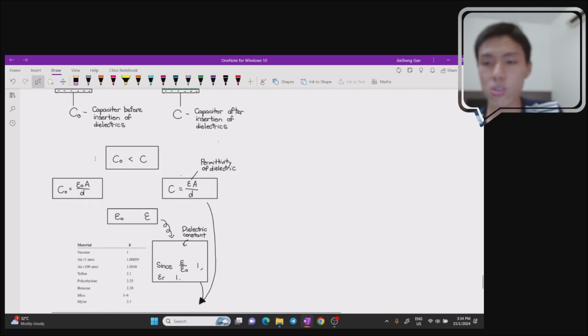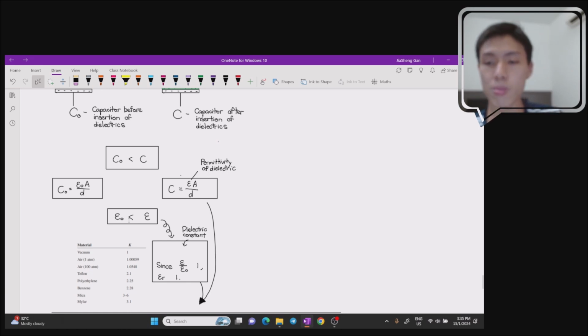Okay, so use these three pieces of information here. C0 is equal to epsilon naught A over D. C is equal to epsilon A over D. And C0 must be smaller than C. So if C0 is smaller, then epsilon naught A over D must be smaller. C is larger, then epsilon A over D must be larger. But we know that A and D are the same. So the only thing that's different is epsilon naught and epsilon. Since C is larger, that means epsilon should be larger. So you can say that epsilon naught is less than epsilon.